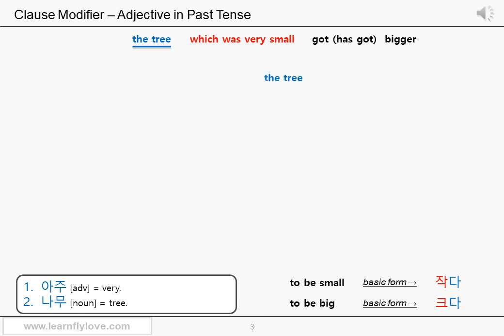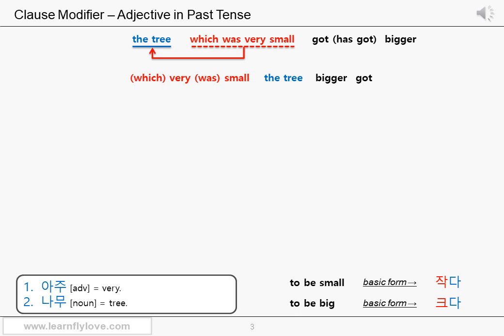The tree is the subject, but which is very small part comes before the subject, the tree, because it modifies the tree. Got bigger is a predicative part, therefore it comes at the end of the sentence. You might say that got is actually a verb and bigger is a modifier which modifies the verb got. Yes, okay, we accept that. You can think of it that way too. So, bigger got would be fine too. Which was very small? The tree. Bigger got. Let's translate it together.